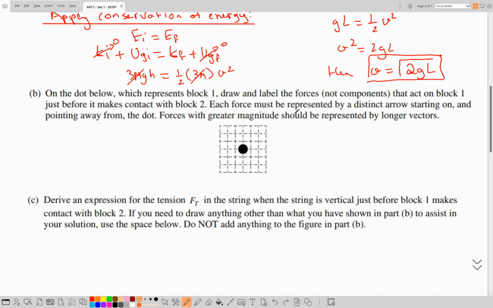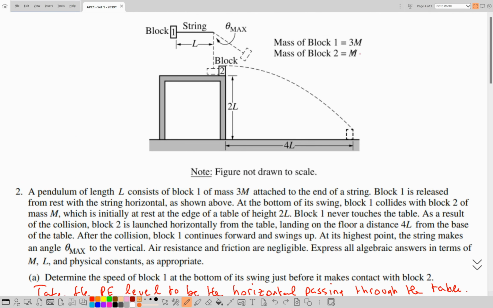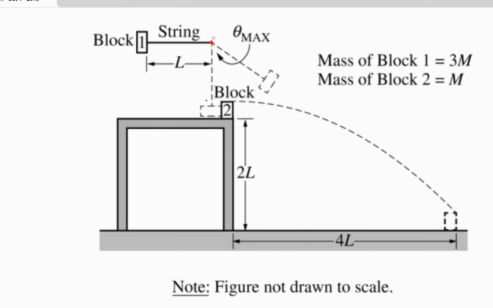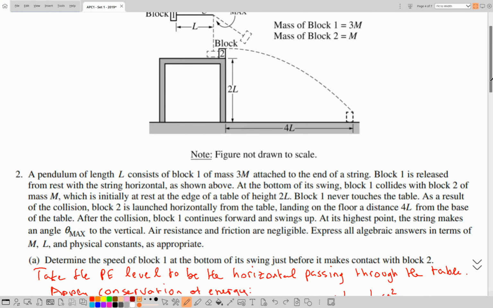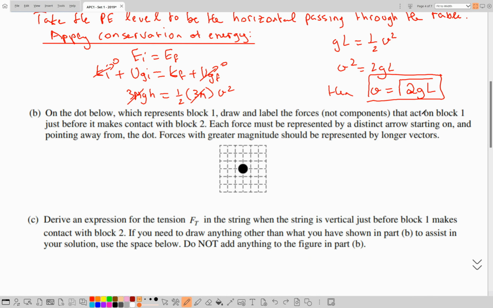However, if you notice carefully, they're telling us forces with a greater magnitude should be represented by longer vectors. Since block 1 is performing circular motion, and that would be the center of the circular motion, the tension is pointing toward the center and the pull of gravity is pointing away. Therefore, the tension in magnitude should be greater than the pull of gravity, and this should be apparent from our FBD. Then let me draw the pull of gravity to be 2 grids downward.